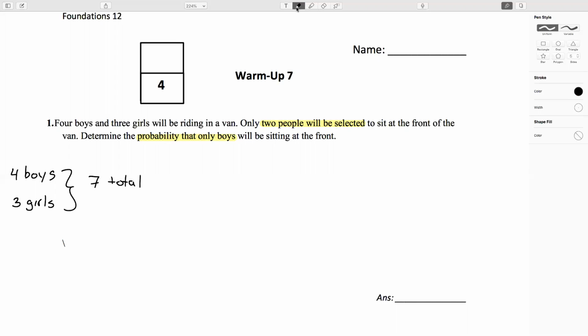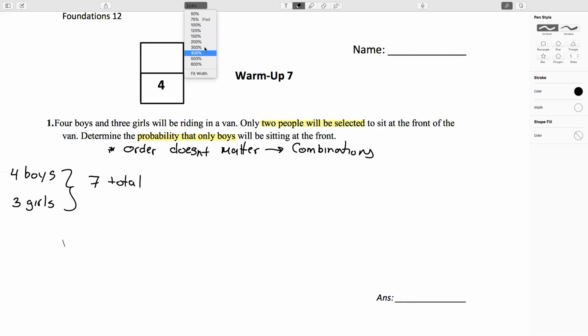The other thing we need to ask ourselves is, does the order matter in this question? While you might think it does because being at the front of the bus is different than the back of the bus, we're not choosing the order for everyone. We're only picking 2 people that get to sit at the front. It doesn't matter if Johnny or Bobby sits first or second, they're both at the front. So this is a question where the order makes no difference. Since the order doesn't matter, that tells me this is a combination problem.